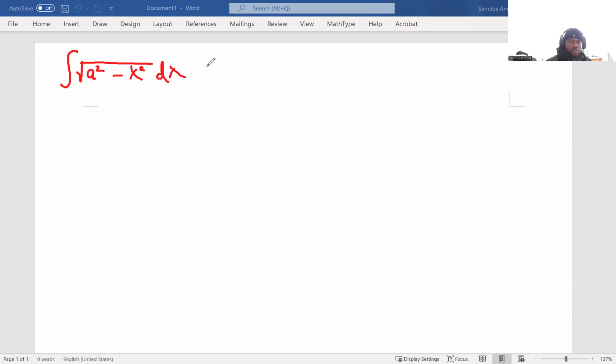Okay, so we want to prove that this integral will give us x over 2 times the root of a squared minus x squared, plus a squared over 2 multiplied by sine inverse of x over a, plus c. Solution.